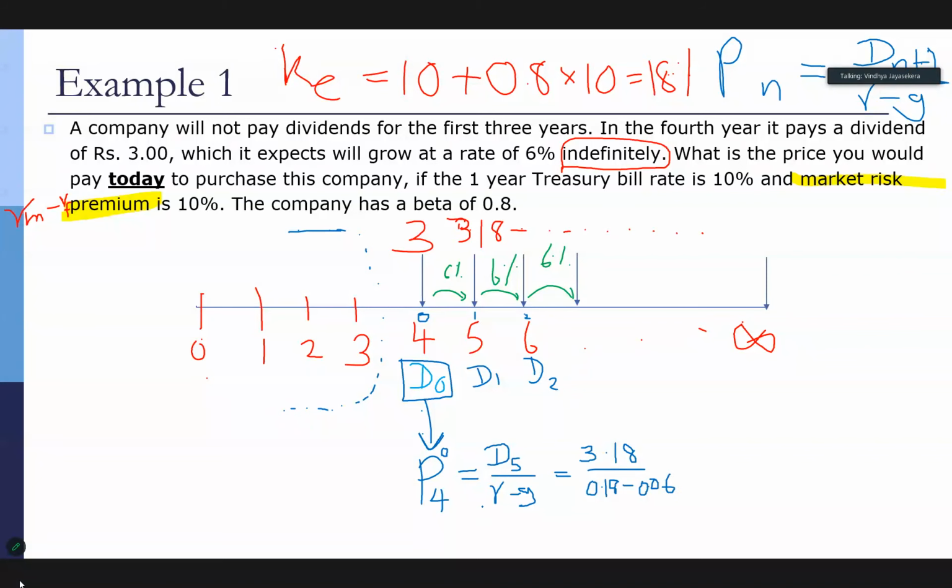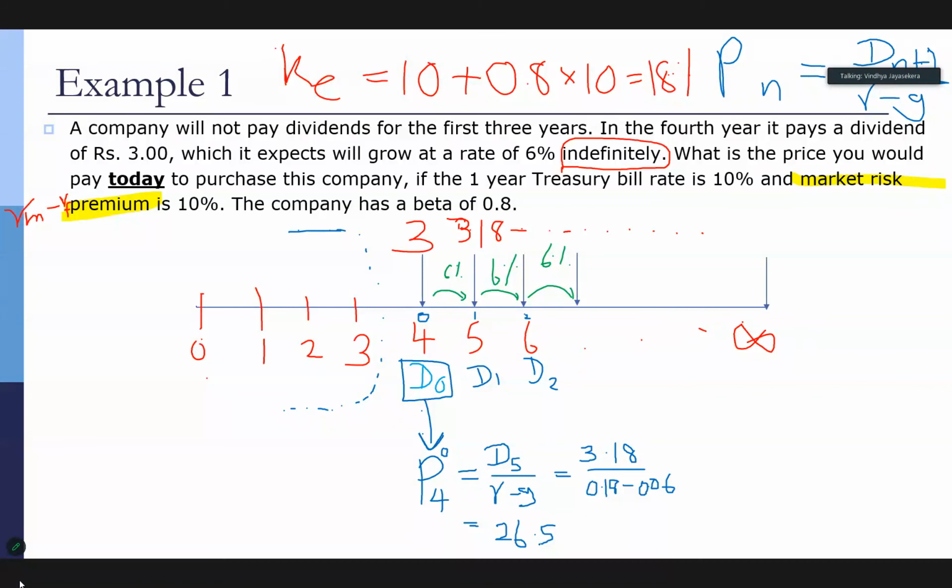So I get that the price in year 4 is equal to, how much does this come to? $26.5. Now, if today was year 4, if I am in the future and I'm in year 4 today, is my company really worth 26.5 rupees?